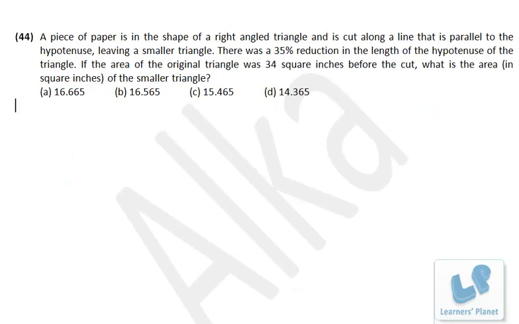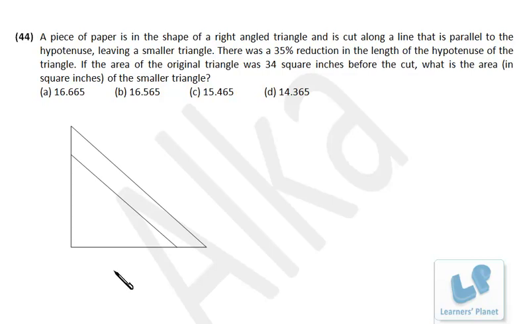Friends, now let's discuss a problem based on the properties of similar triangles. A piece of paper is in the shape of a right angle triangle and is cut along a line that is parallel to the hypotenuse, leaving a smaller triangle. There was a 35% reduction in the length of the hypotenuse of the triangle. If the area of the original triangle was 34 square inches before the cut, what is the area of the smaller triangle? Now I just draw the diagram first of all.